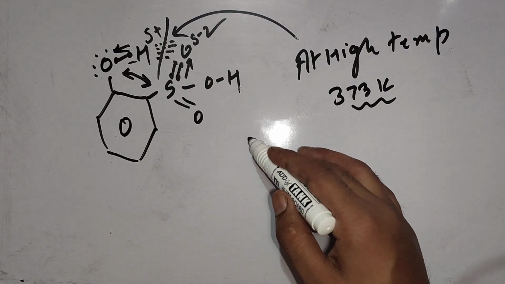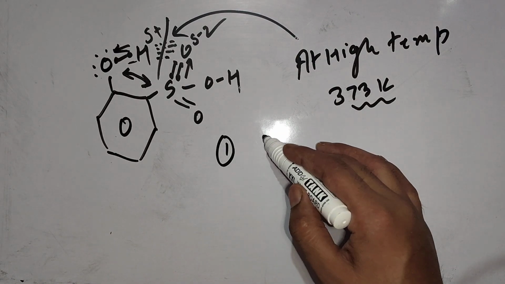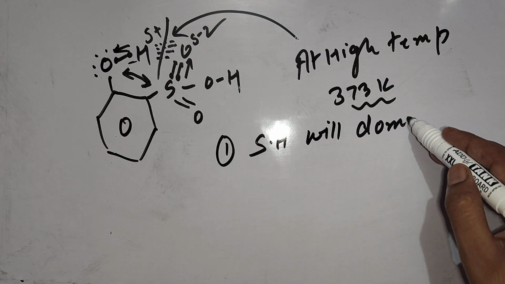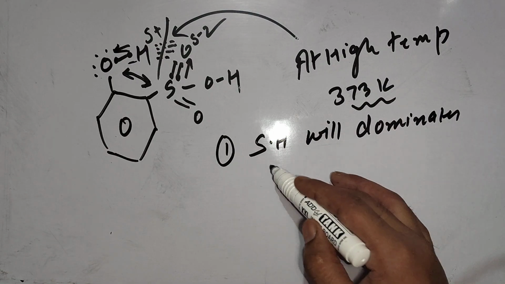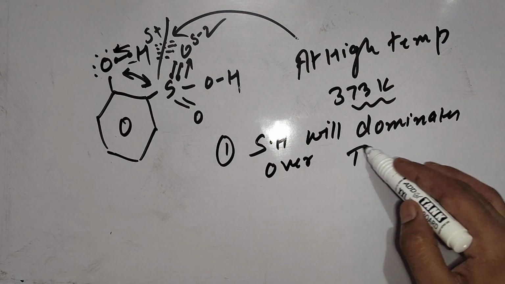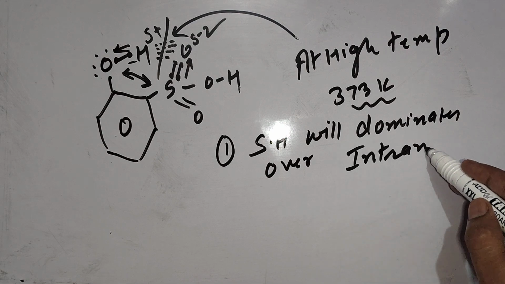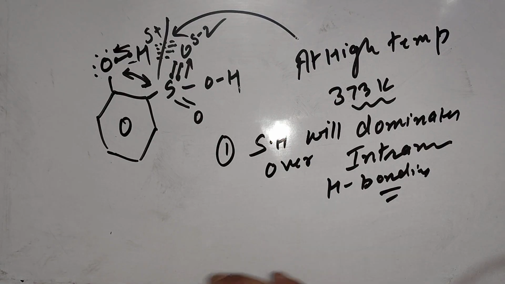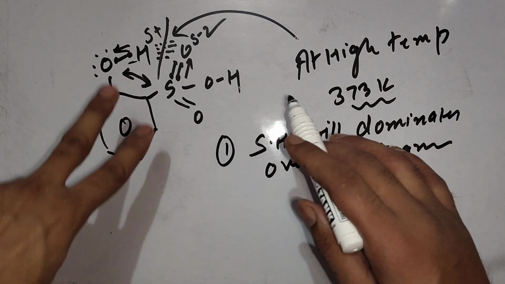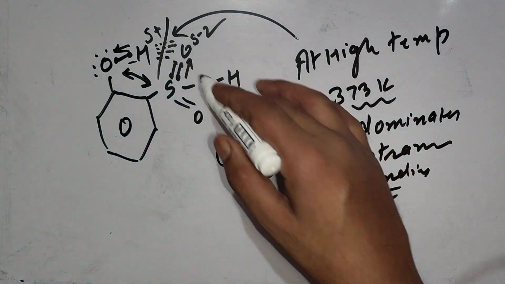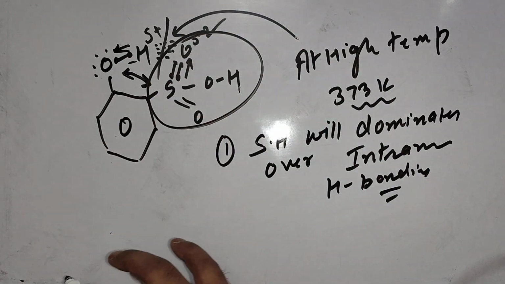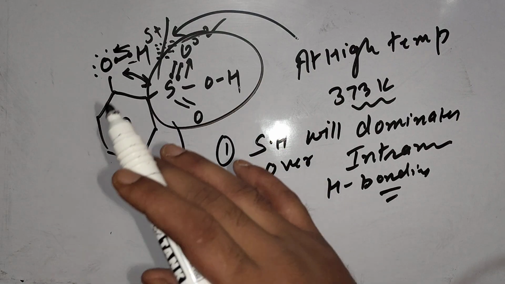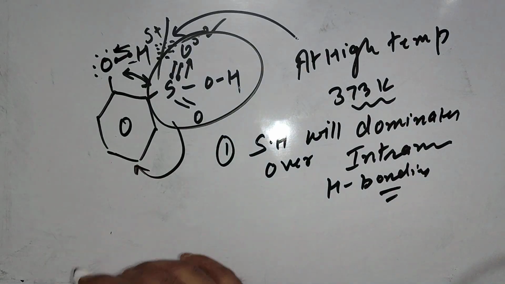Now in this case, steric hindrance will dominate over intramolecular hydrogen bonding. As steric hindrance dominates, these molecules will repel each other. Due to repulsion, this sulfonic group will leave this position and it will occupy which position? Para position, where the repulsion will be minimum.